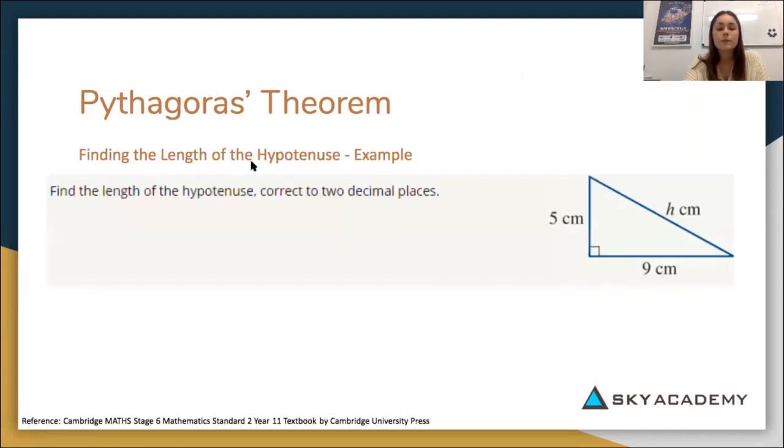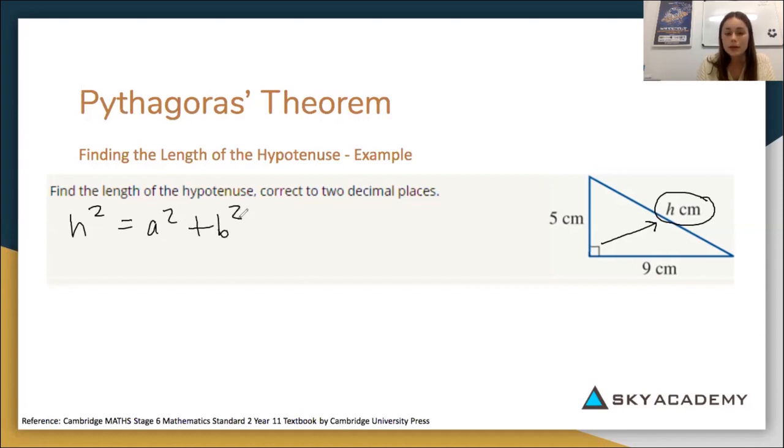So here it says, find the length of the hypotenuse corrected to 2 decimal places. So we know the hypotenuse to be the longest side, which is opposite the right angle, and it is represented by H. So first I'm going to write down my formula, which is H squared equals A squared plus B squared. And then I'm going to do H equals the square root of A squared plus B squared.